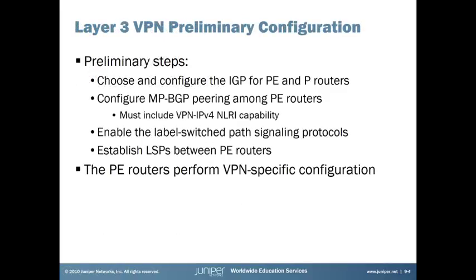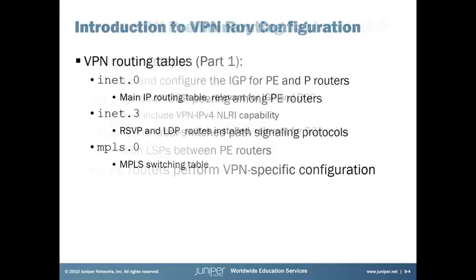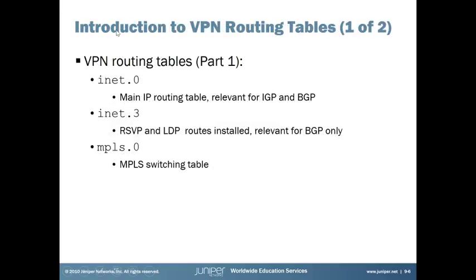What do we need to do first? First of all, we need to configure the IGP. We must have a working IGP on our provider core, which will encompass all of our PE and P routers. Then we need to set up the MP-BGP peering amongst our PE routers. We need to enable a label switch path signaling protocol, and we need to establish an LSP between our PE routers. So that's what we need to do first of all.